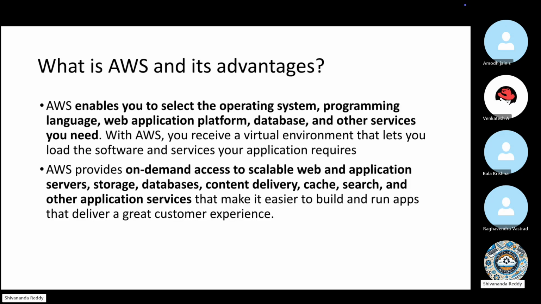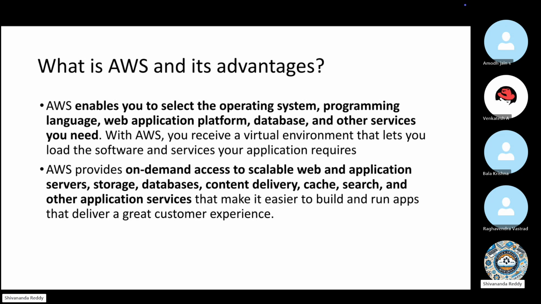Then finally we enter AWS. What is AWS and why do we need AWS? AWS enables you to select the operating system like Windows, Linux, Mac OS, any operating system you can choose. Programming languages like Python, Java, .NET, Node.js, Go, JavaScript, TypeScript, React.js, whatever the famous programming languages are, it allows you to select. Web application platform, database selection, other services you need.